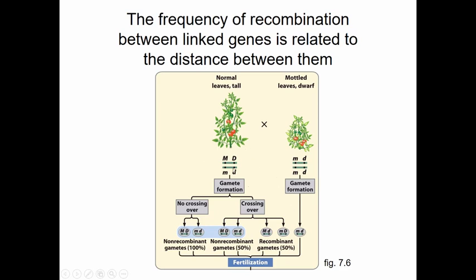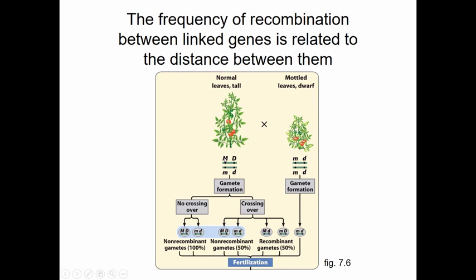Now here, these two are linked on the same chromosome. So more often than not, you will have this chromosome going to one gamete and this one to another, as is shown here. But that's if there's really no recombination, you get this, right?